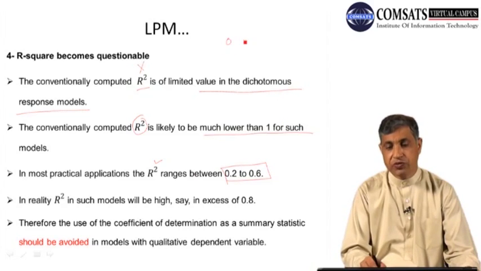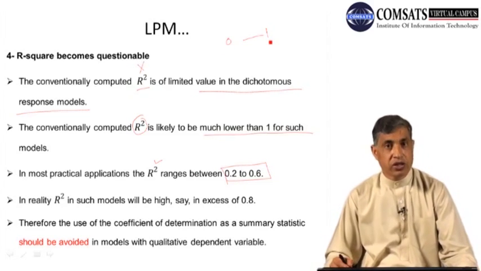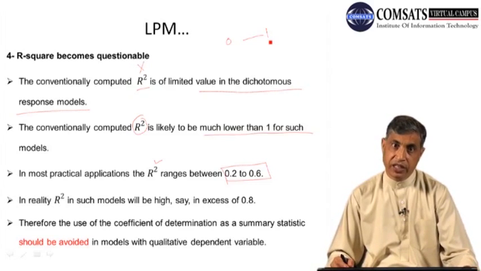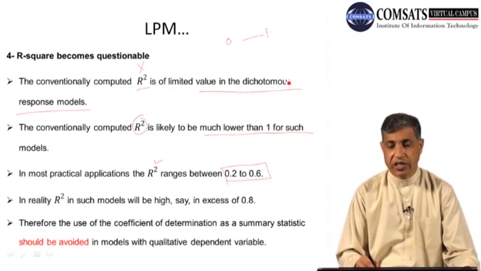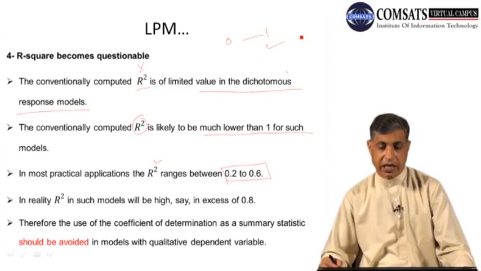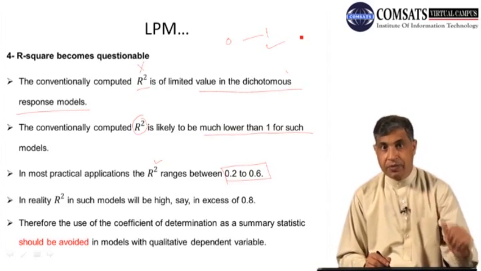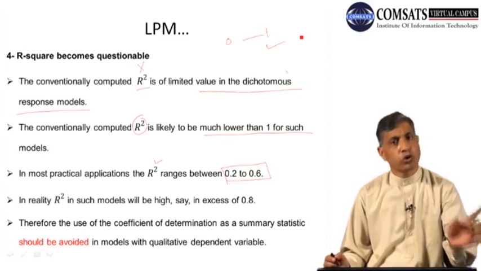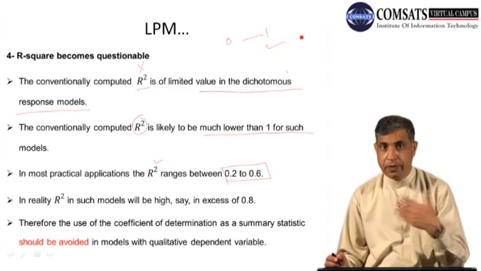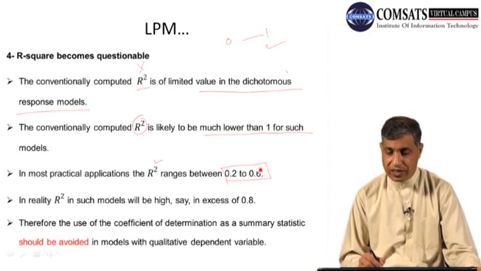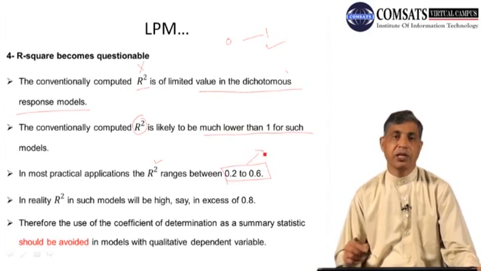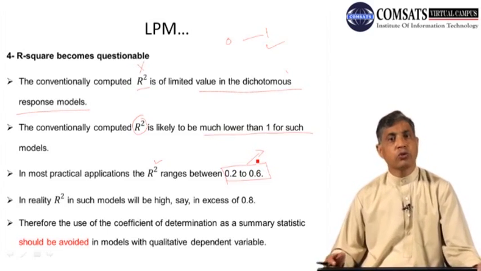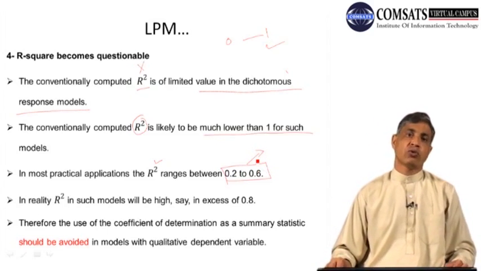Conventional R square ranges between 0 and 1. If it is 0, it means the model is not explaining any of the variation in the dependent variable. If it is 1, your model is very good. But in the linear probability model, when we estimate again and again on different data, people have come to know that most of the time R square remains between two limits, 0.2 and 0.6. 0.6 is the highest and 0.2 is the lowest.